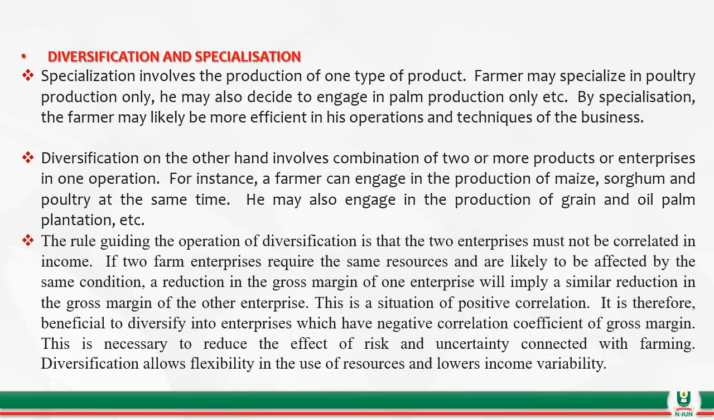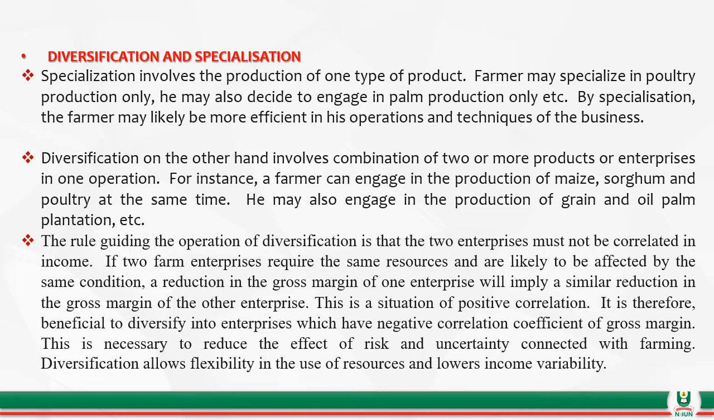Diversification and specialization. So specialization involves the production of one type of product. A farmer may specialize in poultry production only. He may also decide to engage in palm production only. But by specialization, the farmer may likely be more efficient in his operation and technique of the business.